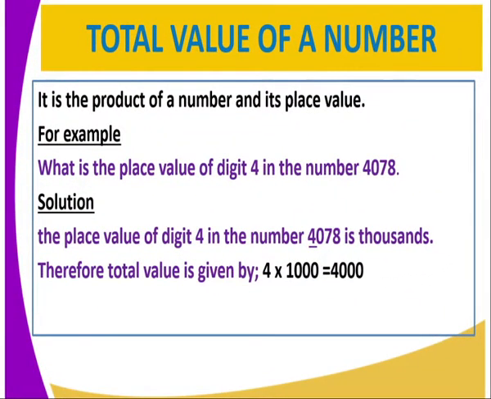You can also be required to find the total value of a given number. The total value of a given number is the product of a number and its place value. For example, what is the place value of digit 4 in the number 4078? In solution to this, the place value of digit 4 in the number 4078 is thousands. Remember, we start counting from 8 representing ones, 7 tens, 0 hundreds, and 4 is representing thousands. So our place value of 4 is thousands. So what we normally do is we get the 4, we multiply by 1000 to get 4000. So the total value of 4 is 4000.